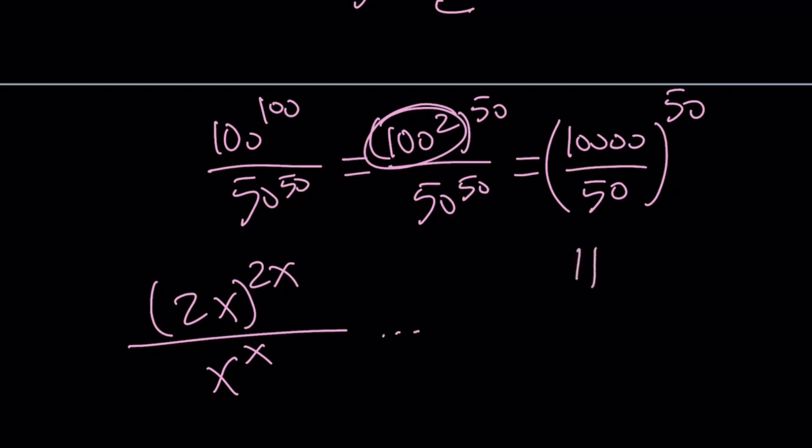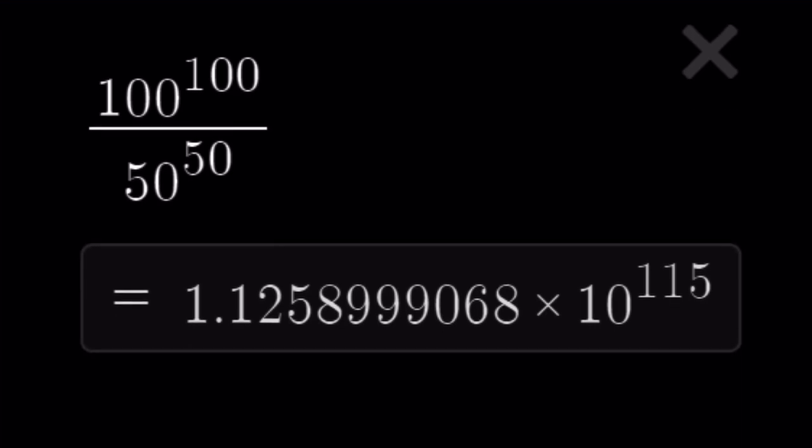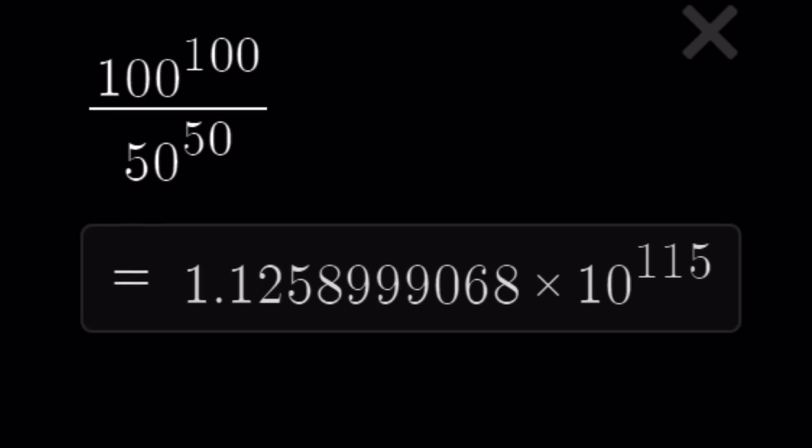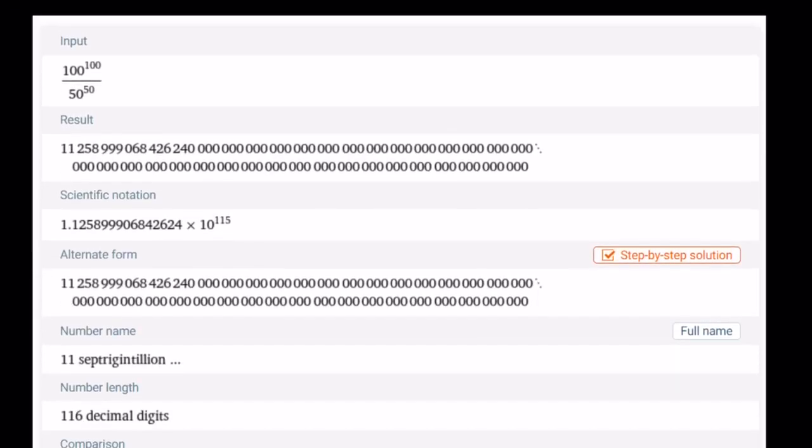And this doesn't bring us yet to the end of the video, because I'm going to show you some numerical values. Here's one of the values that you can find from Wolfram Alpha, Desmos. And Wolfram Alpha gives us the following, and also a beautiful name, which is 11 septuagintillion. It's kind of hard to say, but it's also much bigger than a googol.